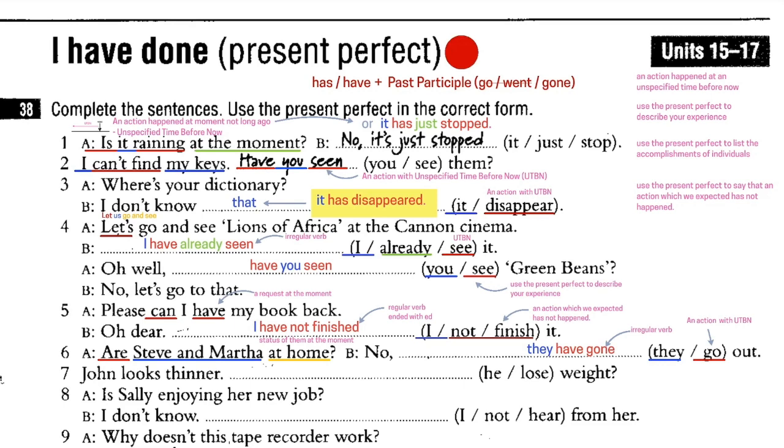Now question number 7. "Looks thinner" is a person's status of he. And who is he? John. And the word "lost" uses the present perfect to list the accomplishment of individuals, which means what we have done. And the word "he" is telling us we should use the word has. So the answer will be, has he lost weight? Has he lost weight? Good.